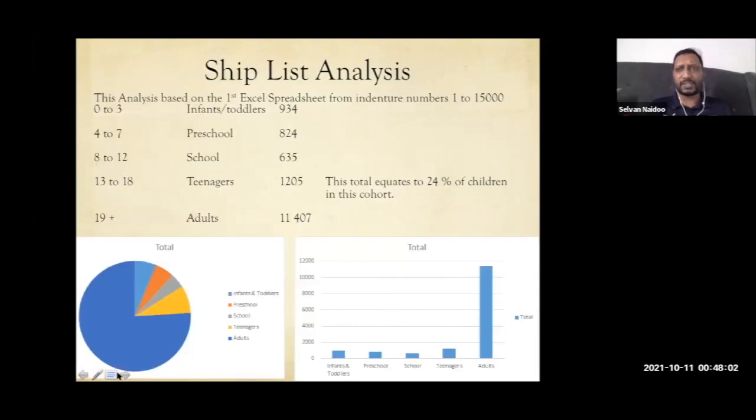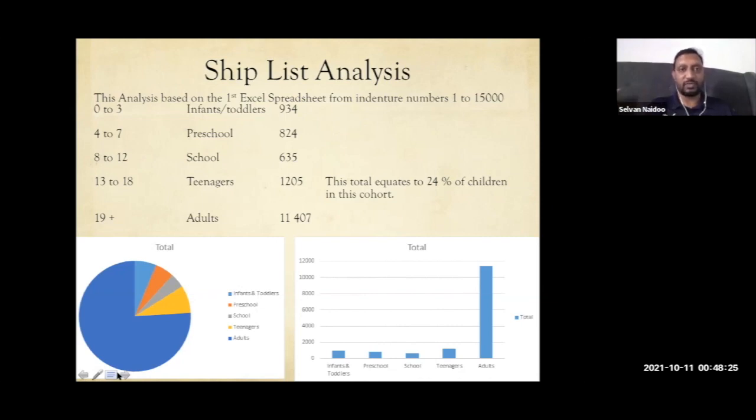This is the first cohort of the ship's analysis. And the reason for this is that it starts to show you and break down the child, and we define child here between the ages of 0 to 18. But this is the first cohort of the 15,000, and this is the first Excel spreadsheet that exists today.